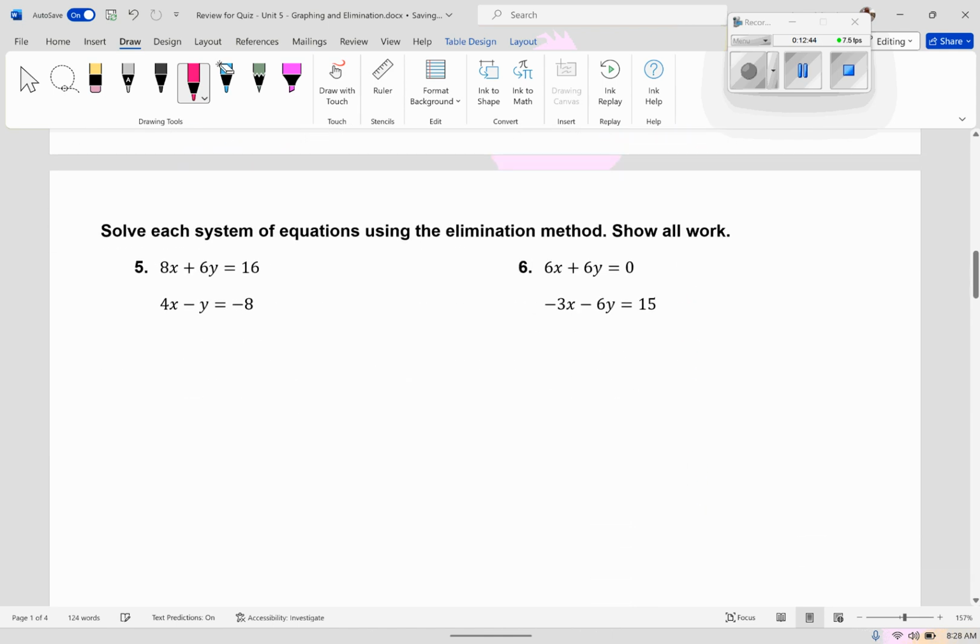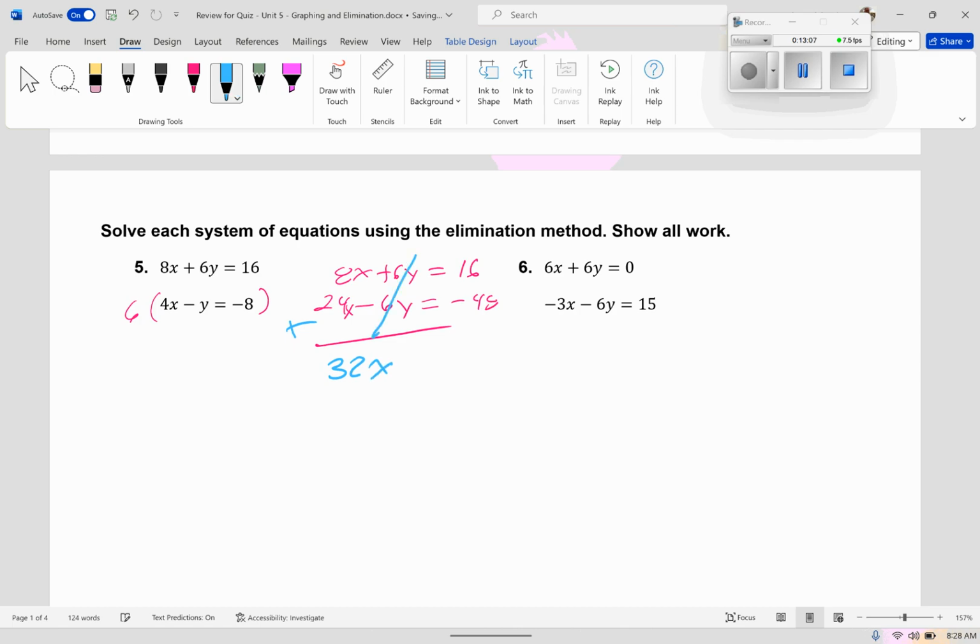Now this is going to be our elimination. So it looks like if I multiply this whole bottom equation by 6, I get 24x minus 6y equals -48. Don't do anything to the top equation. Now we can go ahead and add these together. So that's going to give me 32x. Those cancel. 16 minus 48 is -32. Divide both sides by 32, so I'm going to get -1. There's my first answer. That's an x value.